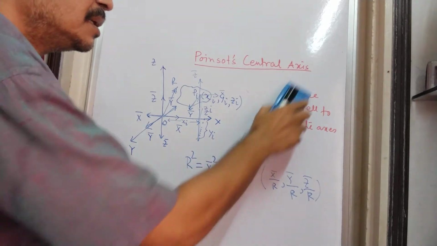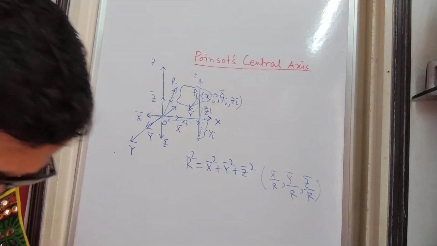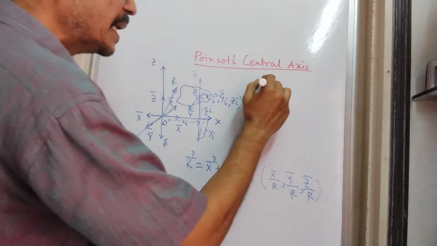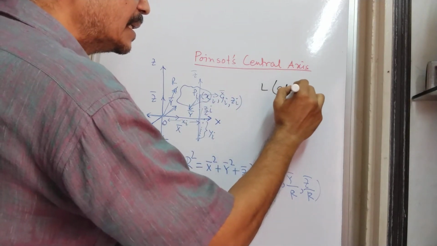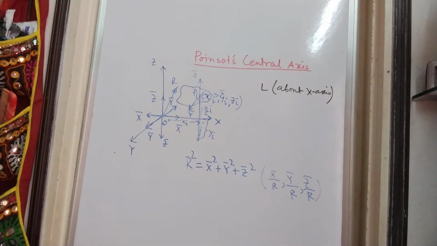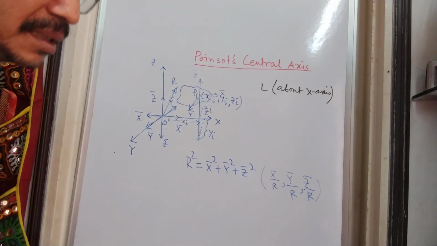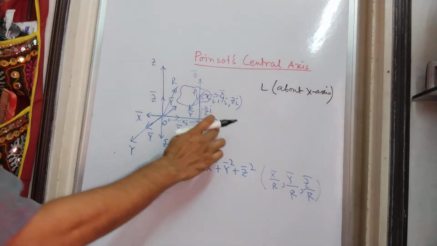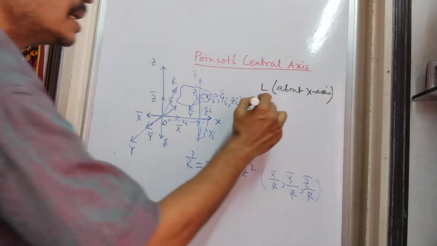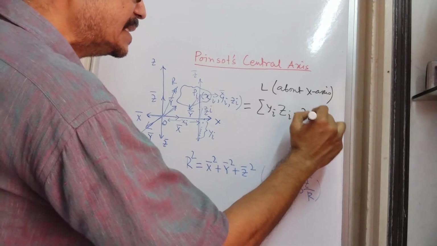Now if we start to evaluate the couple about the x-axis and represent it by capital L, let us represent by capital L the resultant moment of the couple about this x-axis. Obviously we will have it as the summation of yi Zi minus zi Yi.